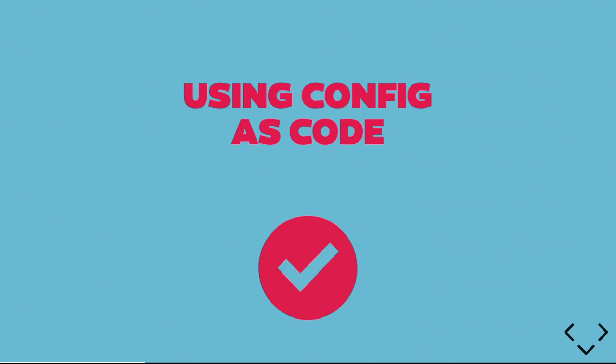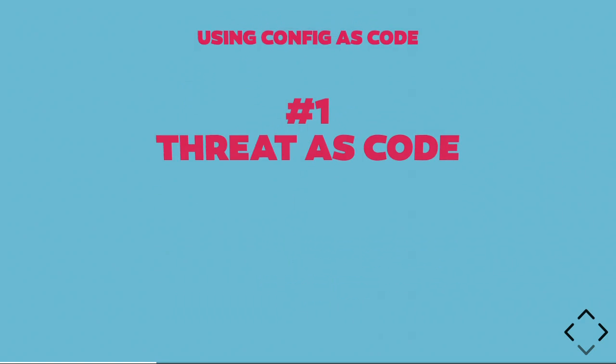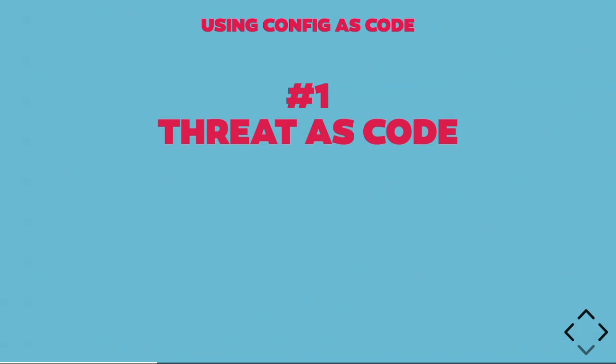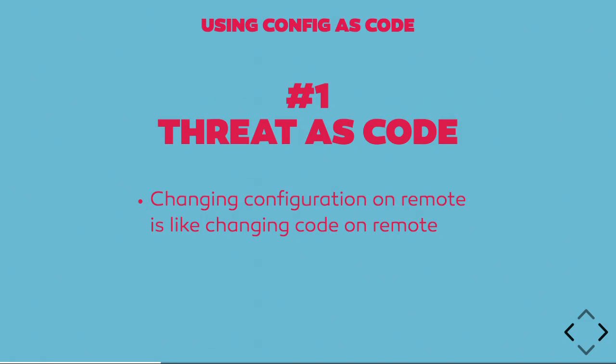So our goal would be to use the configuration as code. And why would we do this? Because if we treat this as code, we are able to change something on the remote by just deploying. So changing configuration on the remote is actually just like changing code on a remote.